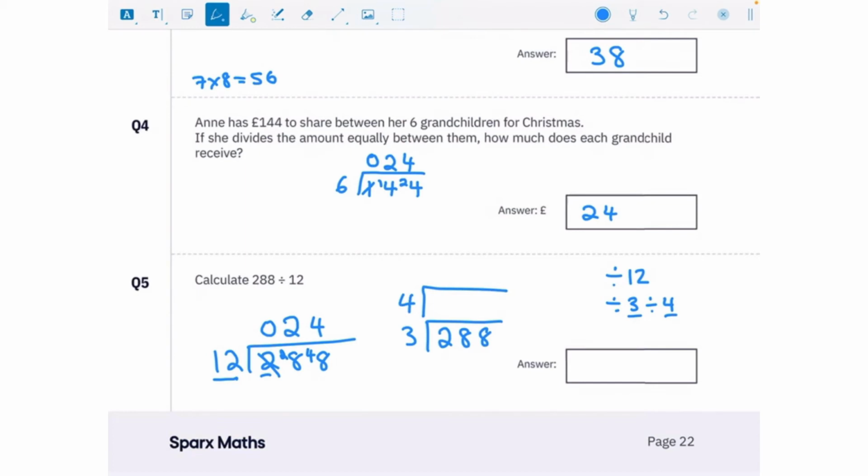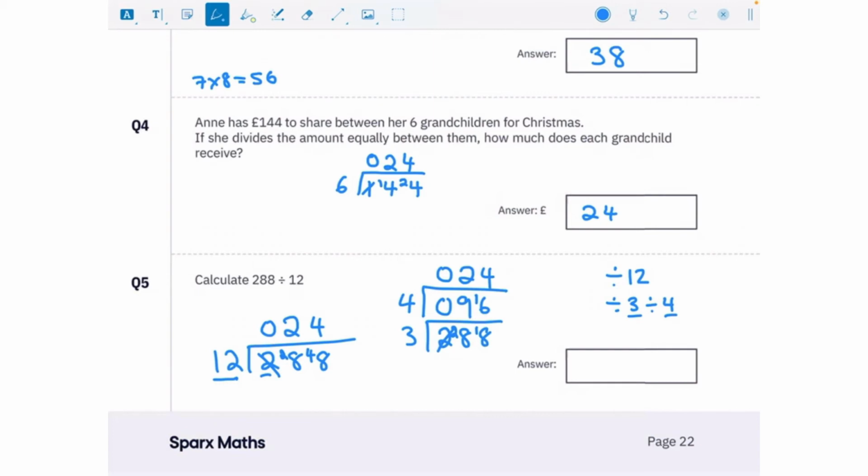So 3 into 2 doesn't go a whole number of times, carry the 2 over. 3 into 28 goes 9 times, because that's 27, with 1 left over. And 3 into 18 goes 6 times. Then 4 into 0 is 0. 4 into 9 fits 2 whole times, remainder 1. And 4 into 16 goes 4 times.